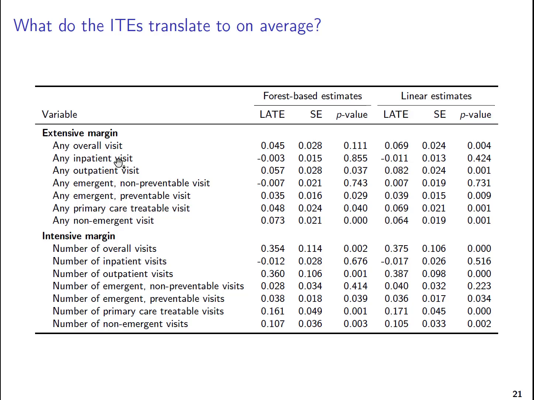This, in addition to other evidence, will be leading us to suggest that potentially, if you believe the forest-based estimates, that a lot of this increased utilization is probably coming from the intensive margin and less so from the extensive margin. It's a different way.